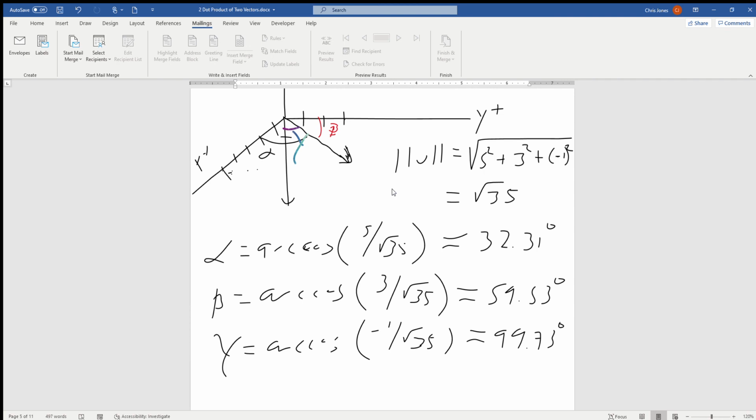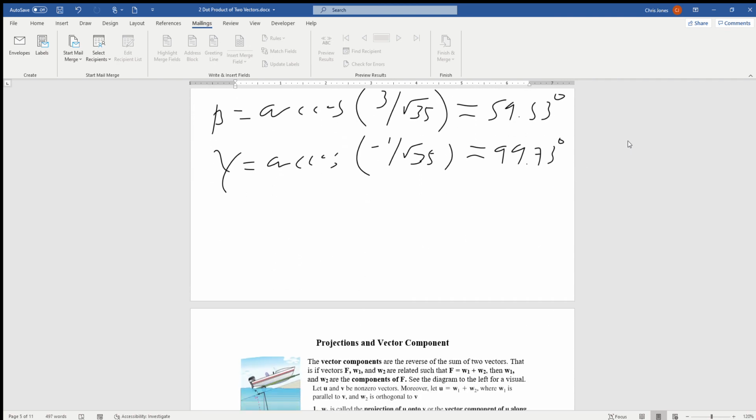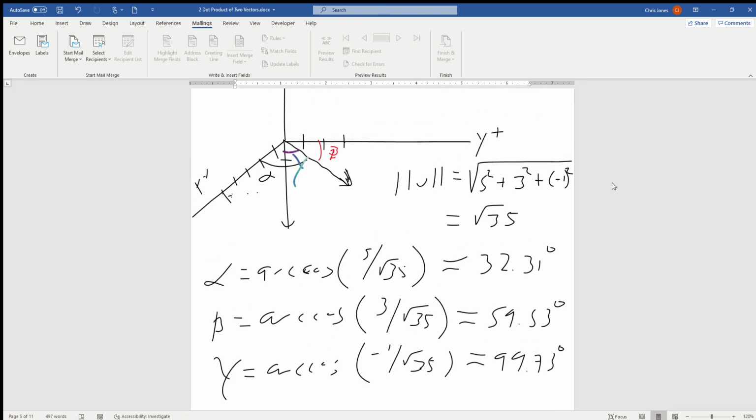Alright, so hopefully this gives you a good idea as to how to work with angles and vectors, and utilizing the dot product as well as some of the other things that we've talked about with respect to vectors to help you to compute these.